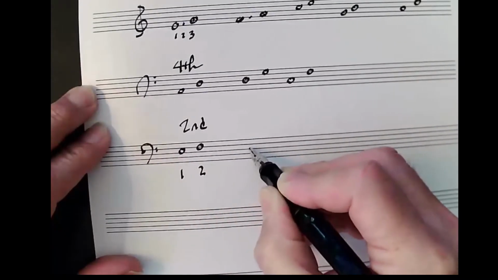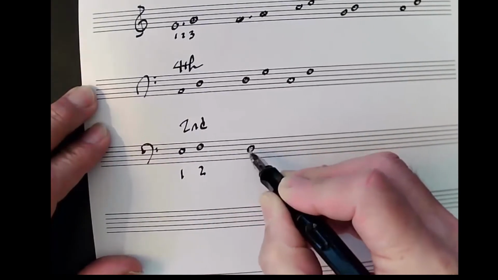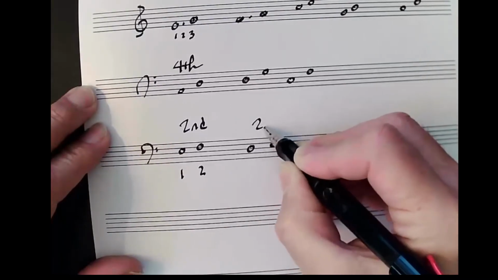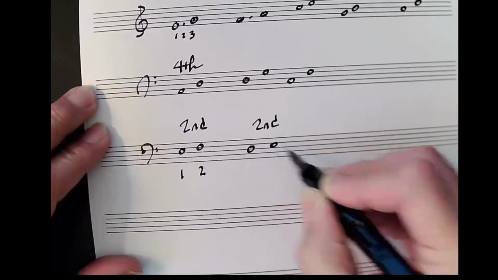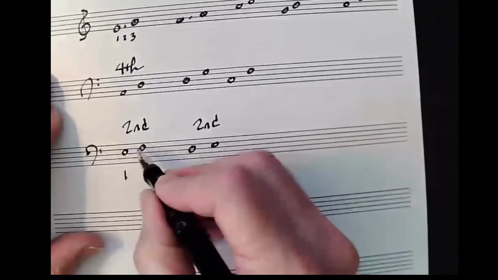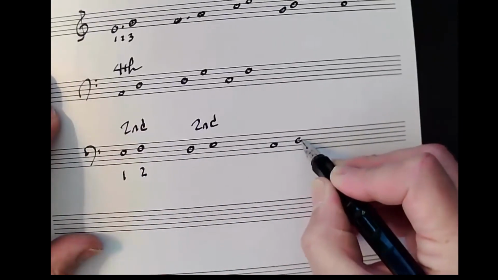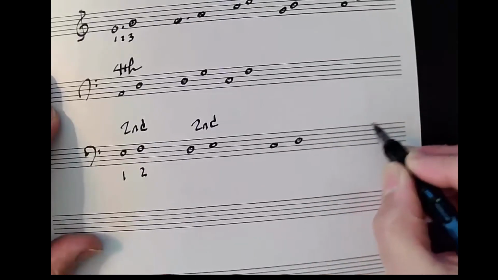You could try this by starting on a line, saying 1, 2. So that's a second. Seconds are always right next to each other, and in music that means space to a line or line to a space. Here are some seconds. Here's another one.